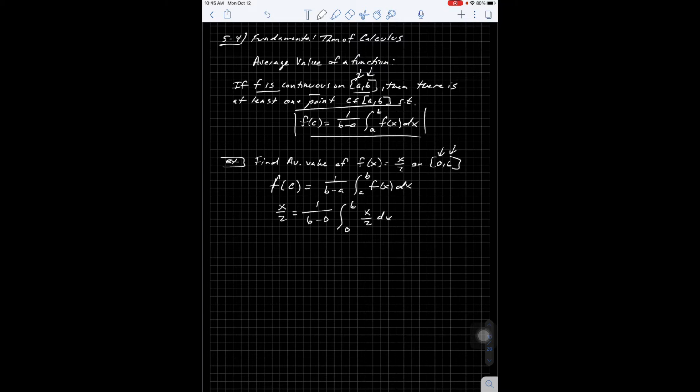Oh, by the way, the proof of this, if you are interested in where this came from, is on page 541. You can take a look at that if that interests you.